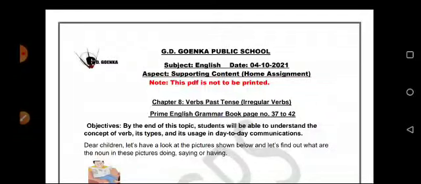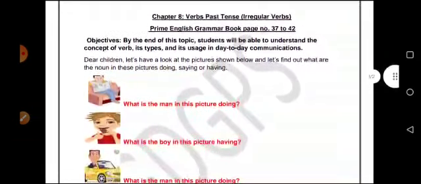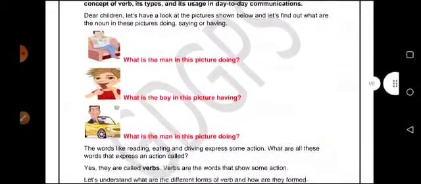Our topic for today is verbs in past tense. First, let me look at the pictures given here and try to understand what they're trying to tell you. What is the man in this picture doing? What is the boy in this picture having? What is the man in this picture doing?